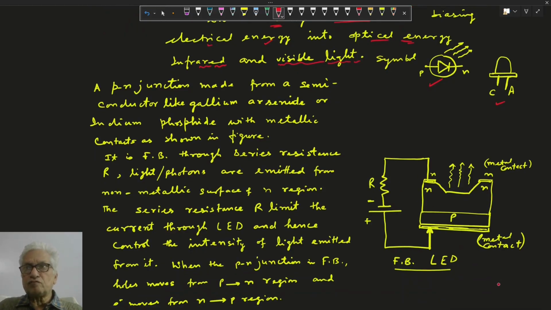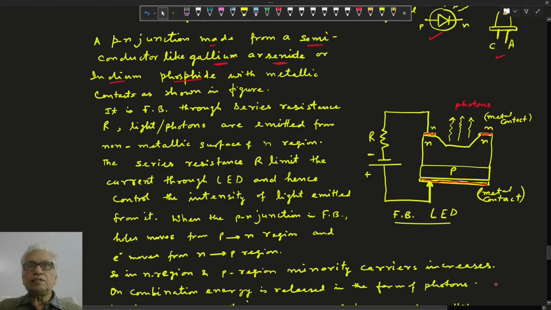This is forward biasing because the positive terminal is connected to the P region and the negative terminal is connected to the N region through the resistance. It is a PN junction diode made from a semiconductor like gallium arsenide or indium phosphide with metallic contacts, this one for the P region and this one for the N region. Here is a transparent sheet through which photons come out in the form of light or infrared signals. It is forward biased through series resistance R. Photons are emitted from the non-metallic surface in the N region.